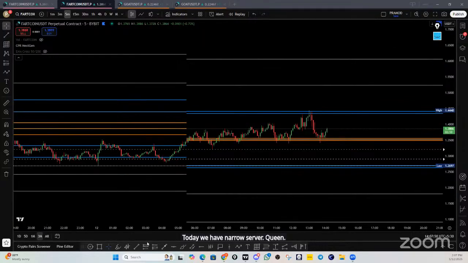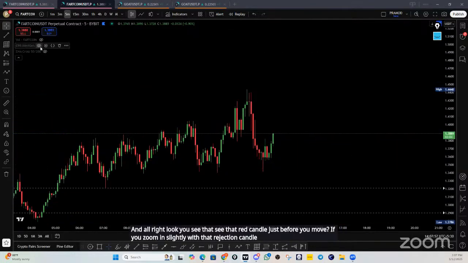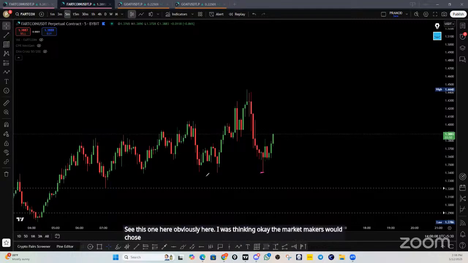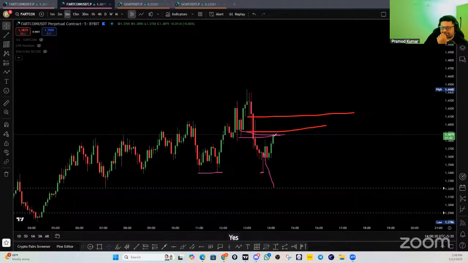Oh, okay, look, you see that red candle just before the move? If you zoom in slightly, there's that rejection candle. See this one here. I was thinking the market makers would show this beautiful candle, but it didn't sweep any of this, so that's why I thought maybe it'll come back down. But we'll see. It might get a rejection off this breaker block. Yes, this area. Then we take the trade.